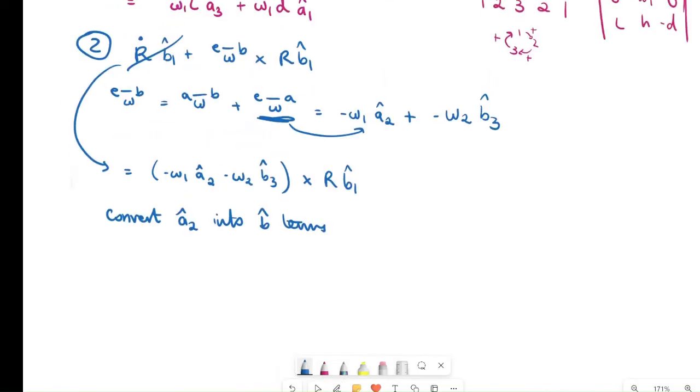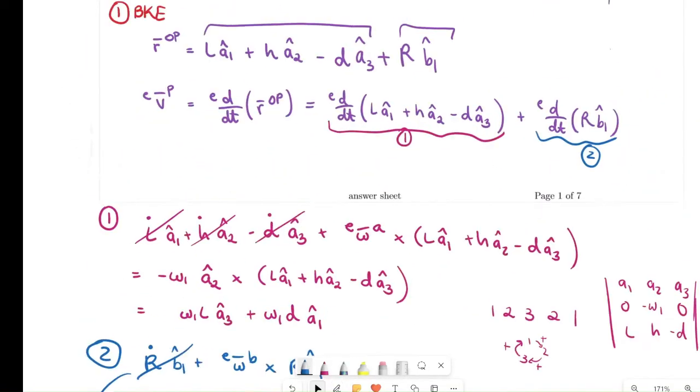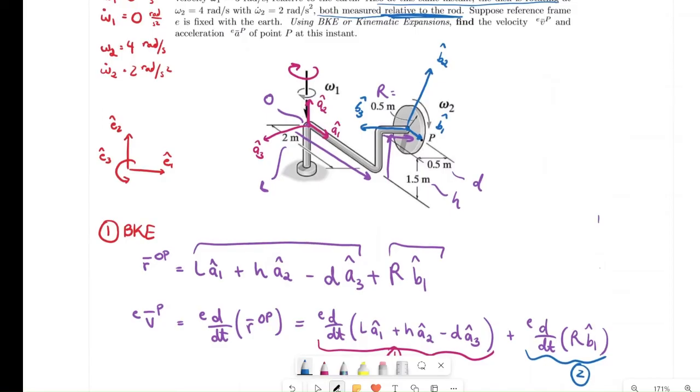So what does a2 look like? So now we need to do vector projection. So let's think about this. Let's just think about it as if we're on the rod and looking at this disk spin. So I'm going to put myself here, and I'm looking this way.